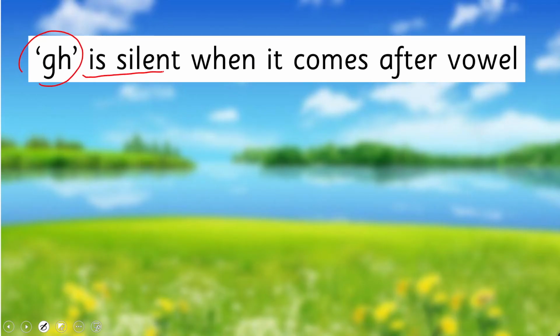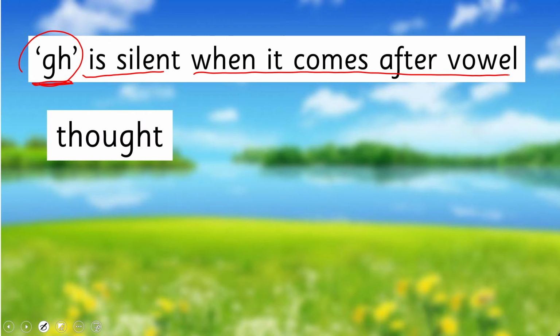GH is silent. Now, G and H both will be silent when they come after a vowel sound. Thought. There is a vowel, and after that, GH are together, so this is silent and it becomes thought. The voice moved to this letter without pronouncing these two letters.